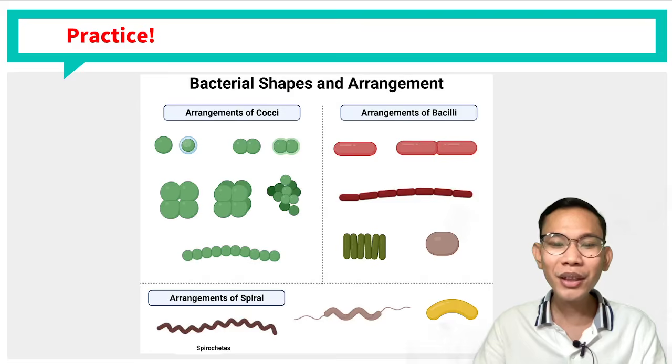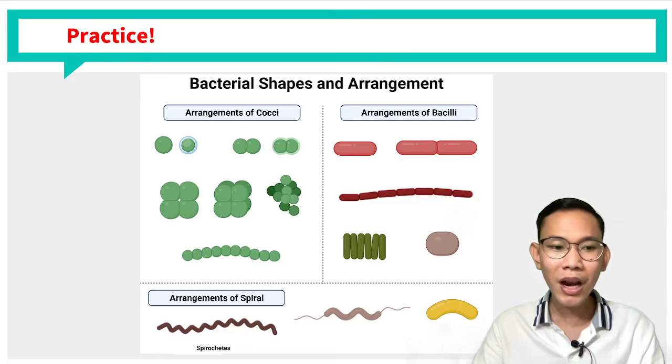How about the arrangement of your bacilli? A single one, we have your bacillus. When bacilli are in pairs, diplobacillus. Then we have your streptobacilli. Then your palisades and your coccobacilli. How about for the arrangement of your spiral? We have now, first, this is now your spirochetes. This is now your spirilla. And lastly, this is now your vibrio. Very good.